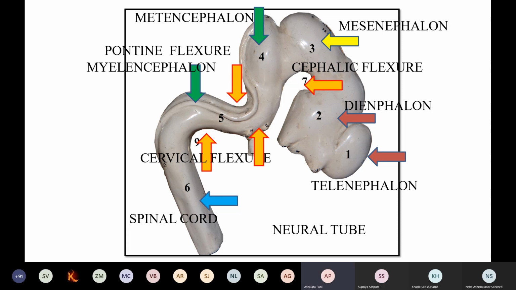Now at the junction between the prosencephalon and mesencephalon, you will see this flexure. This is called the cephalic flexure or mesencephalic flexure, the first to appear. Then at the junction of the myelencephalon and the spinal cord, this is the cervical flexure. And then between the metencephalon and myelencephalon, you are seeing this flexure. This is the pontine flexure. So this is showing the flexures of this neural tube.